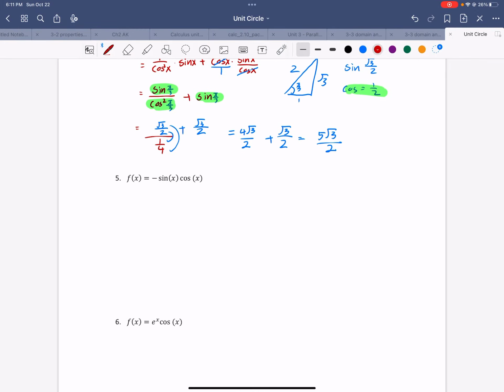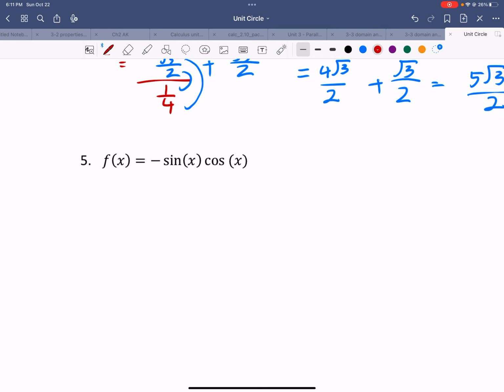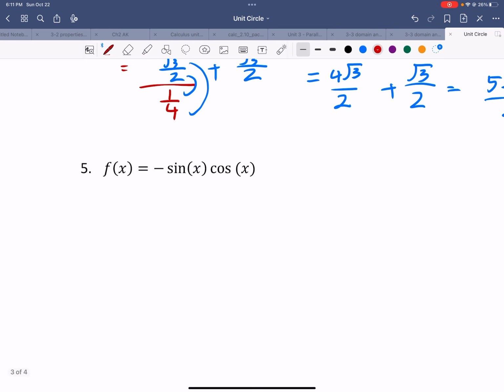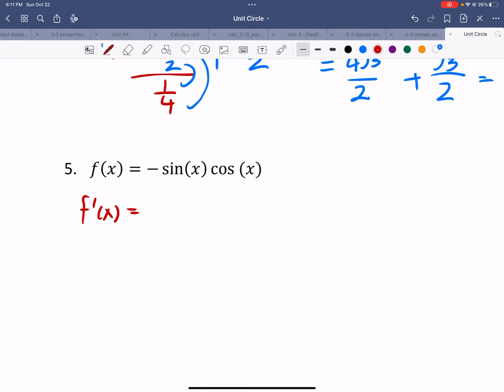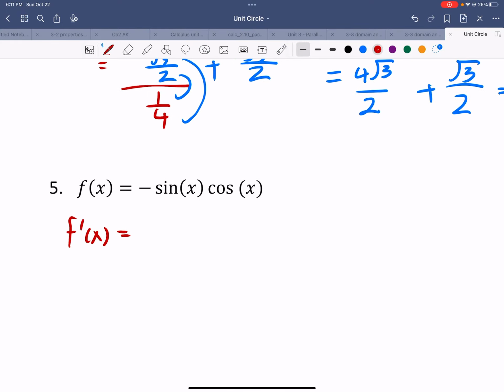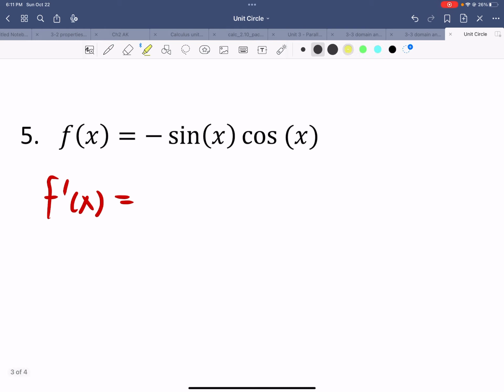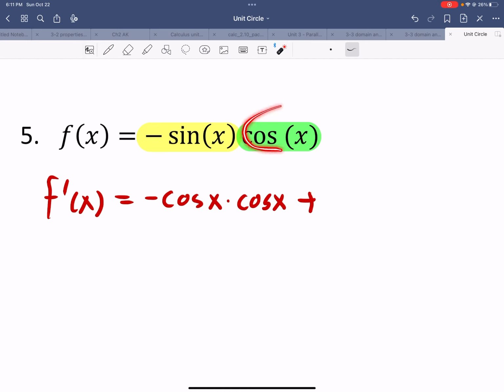So this time I'll go over question number 5 and 6, but I'll go pretty quickly on this one, okay? Same condition, we're gonna find it at pi over 3. As you know, we have two different things here, okay? So let's draw with negative sign. It's gonna be negative cosine, only because negative is outside, times cosine of x plus, now let's derive cosine.